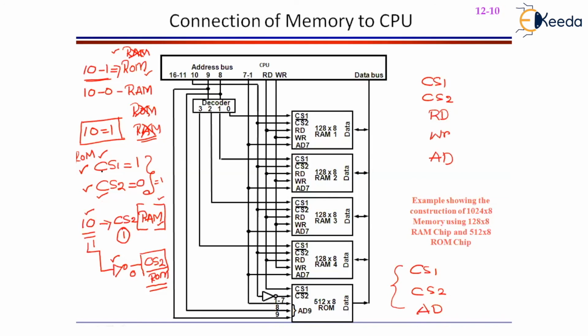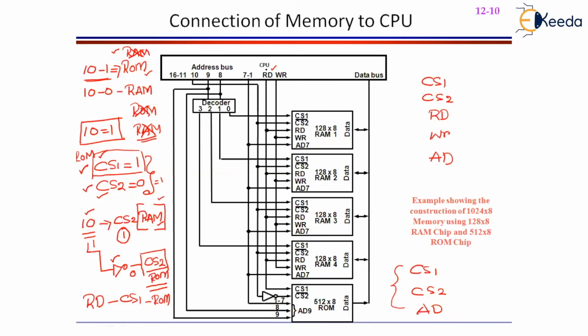And we need to ensure that the second selection rule, that is CS1 is equal to 1, gets satisfied. We will achieve this by connecting the read pin to the CS1 of the ROM. The read pin must get connected to CS1 of ROM, because whenever ROM gets selected, the only operation that is going to be performed is read.